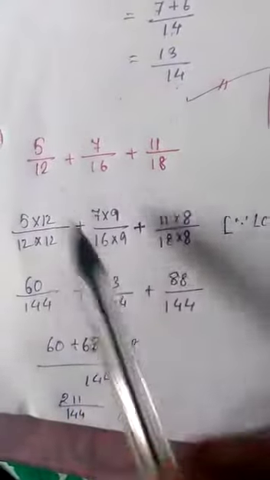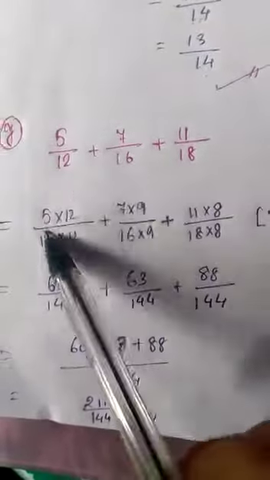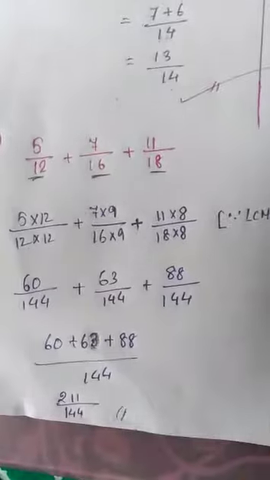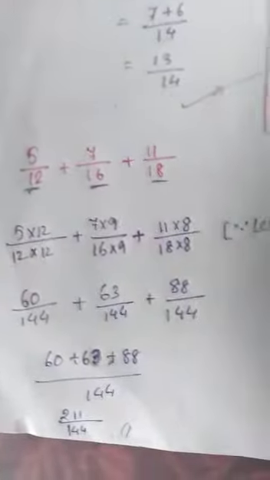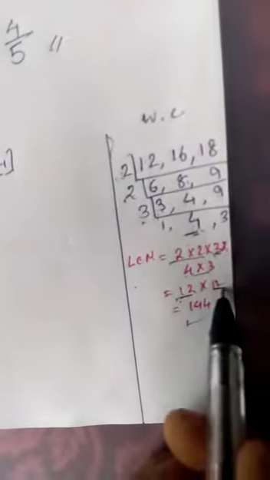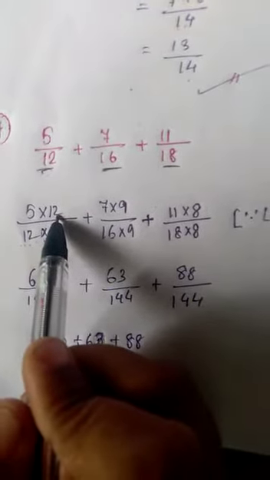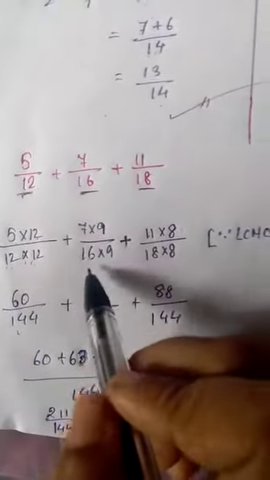So what do we have to do now? We have to make the equivalent fractions. We are not going to write it separately, we will do it here only. Here you can see how we can make equivalent fractions with their LCM. All these denominators we have to make 144, as their LCM is 144. So how can we make 12 into 144? We will multiply 12 by 12, as we have seen that 12 into 12 is 144. As we have multiplied the denominator by 12, the numerator also we have to multiply by 12. So 5 into 12 is 60. 60 by 144.